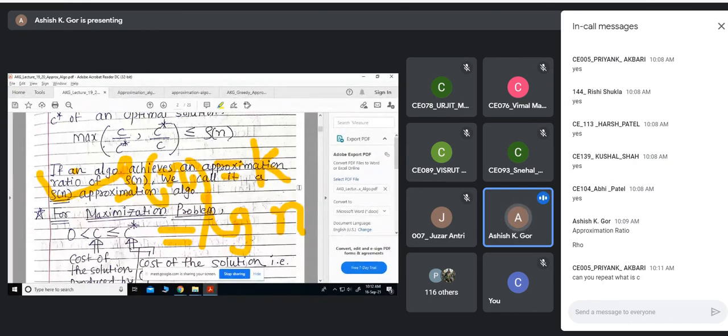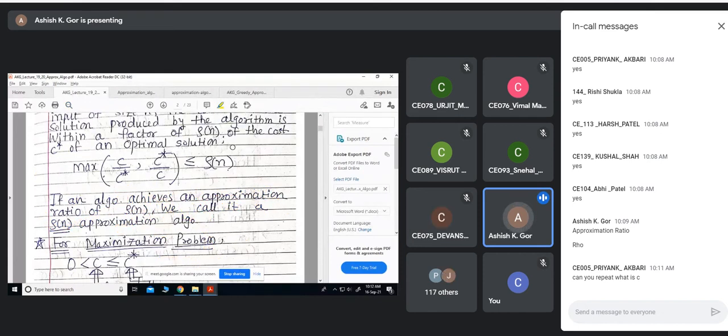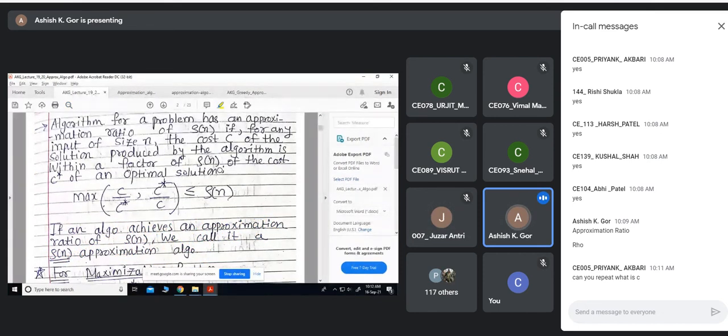It grows with n. So many times this constant is desirable, but we are not always lucky to have a constant ratio, right? Some problems can have constant ratios, some problems cannot have constant ratios. So what is rho(n)? Rho(n) is called an approximation ratio.